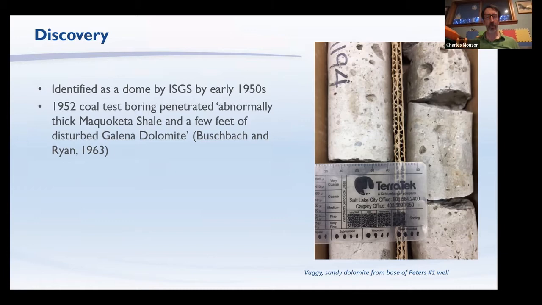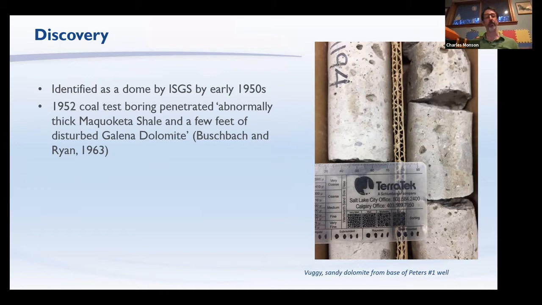It's a 1,200 foot deep hole. At the very bottom of the core, about the bottom 10 feet, they came up with the stuff that you see over here in this picture. They came up with this weird, vuggy, sandy dolomite, kind of bleached looking. They didn't really know what to call it.